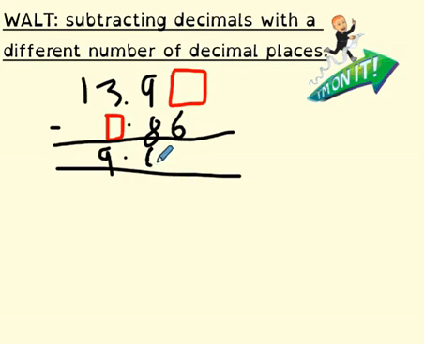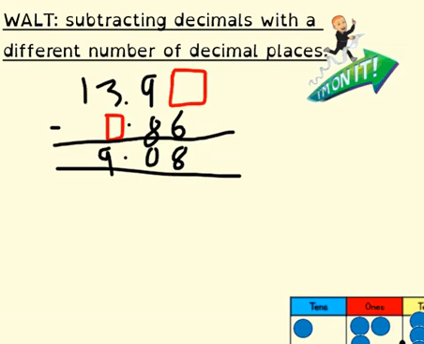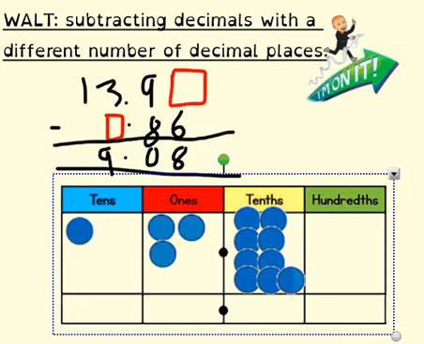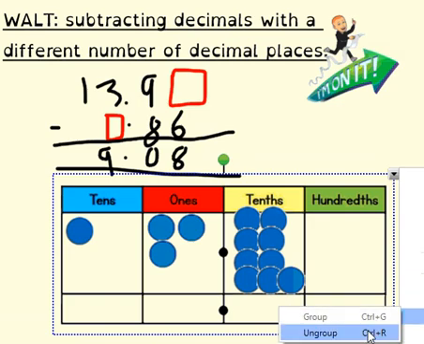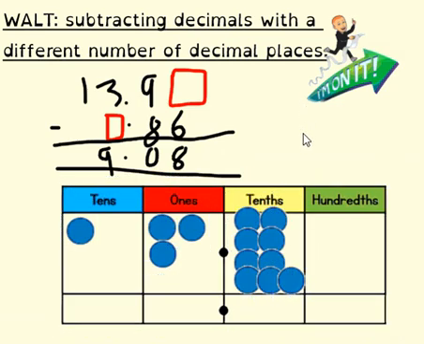I'm going to represent 13.9 something in a place value grid. Let me pull my place value grid up from here. Let's ungroup it. There we are. As you can see, I've got 1 ten represented. I've got 3 ones represented. I have 9 tenths represented.